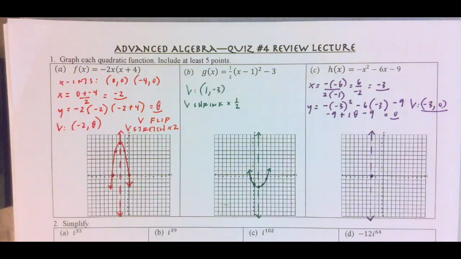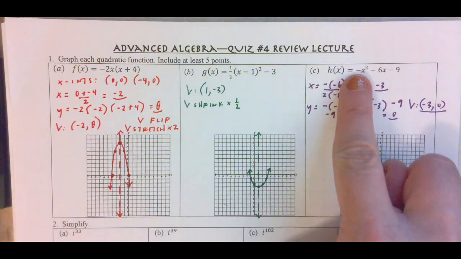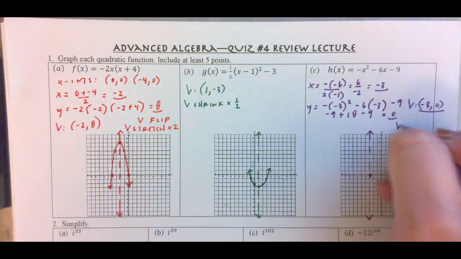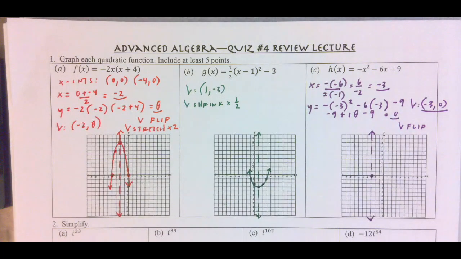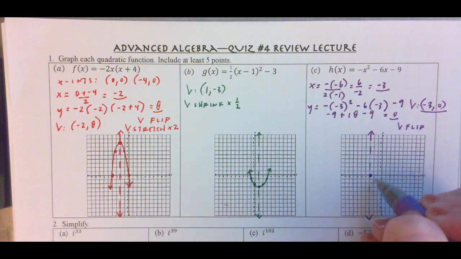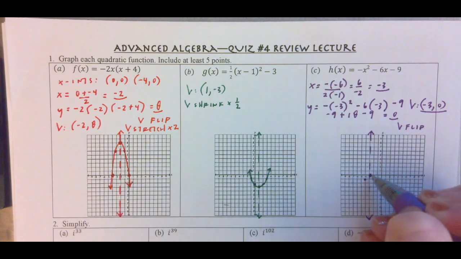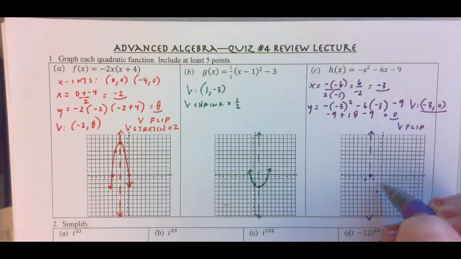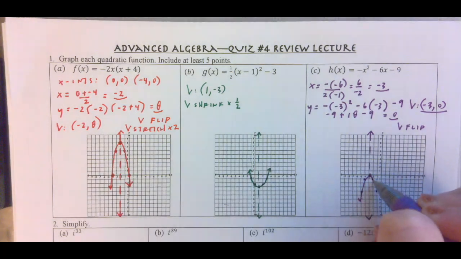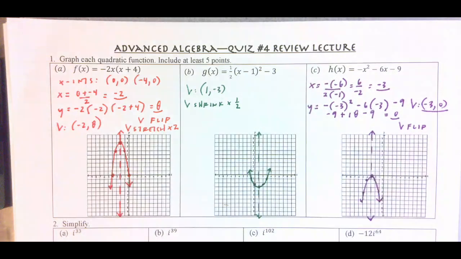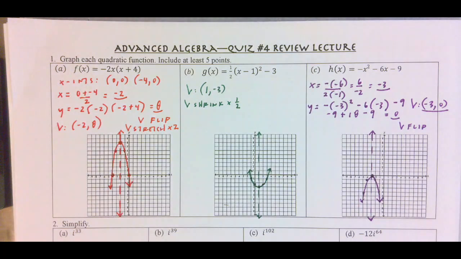All right, from here I can see that there's a negative out in front, so that tells me that there's a vertical flip. So instead of going up, I'm going down. So from that vertex, over 1, down 1, back to the vertex, over 2 and down 4 on both sides. Connect your dots. There is your parabola. Okay, 5 points minimum. I will always take more.